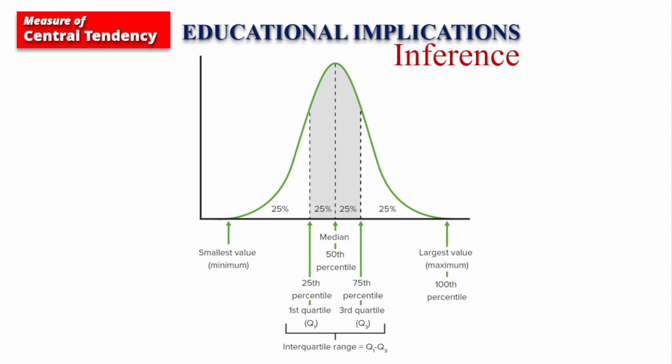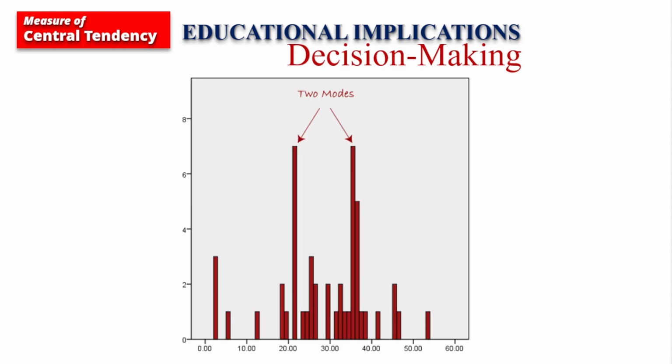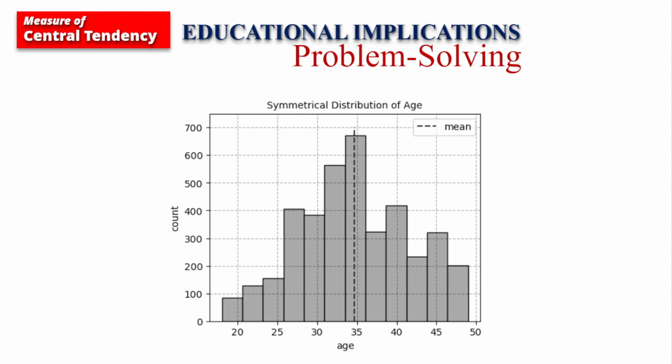Inference. Central tendency measures often serve as the basis for statistical inference. They help in making predictions, drawing conclusions, and making decisions based on data. Decision making. Understanding central tendency assists individuals in making informed decisions based on data, which is crucial in various fields and professions. Problem solving. These measures are essential for solving real-world problems, from business analysis to scientific research. Teaching them helps students develop problem-solving skills.